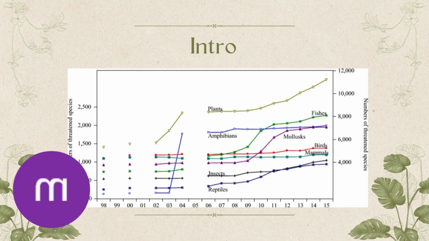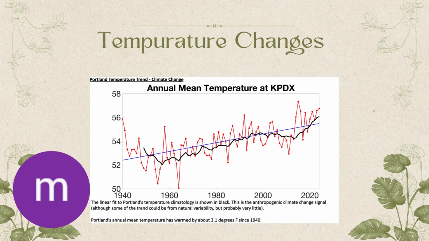Anyways, in this presentation, I'm going to relate biodiversity loss to the frameworks that we've talked about in this class. The three main factors that I'm going to talk about are temperature changes, precipitation patterns, and extreme weather events.